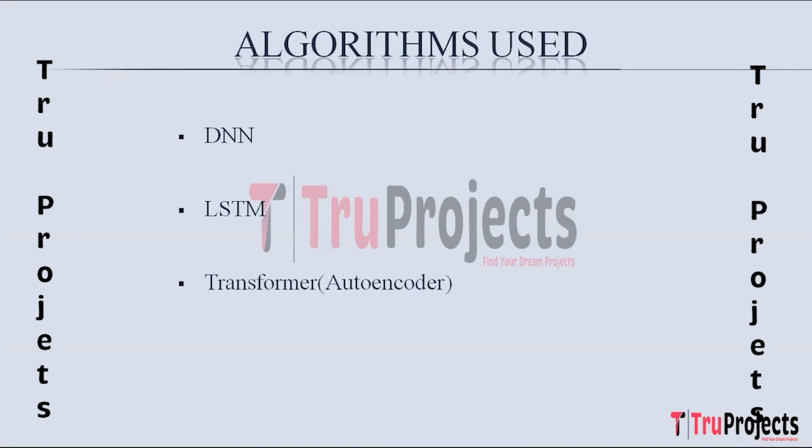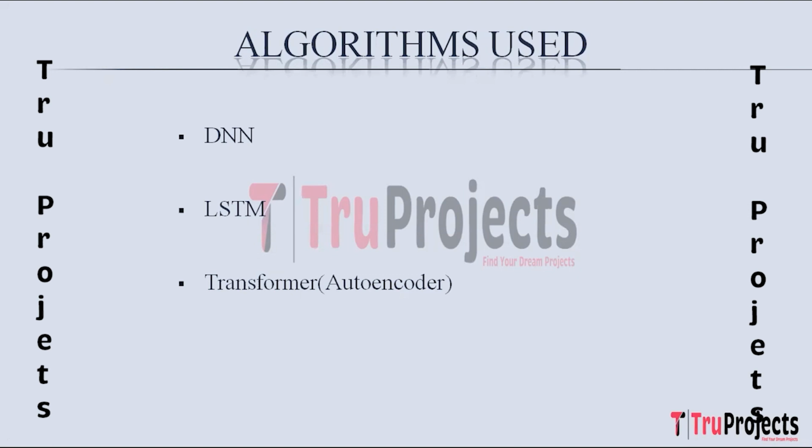The next algorithm built is transformer, that is autoencoder. Transformers, initially designed for natural language processing, are adapted in this project as an autoencoder. The transformer focuses on feature extraction by learning condensed representations of input data. This aids in enhancing the model's ability to discern relevant features for intrusion detection, contributing to a more robust and efficient system.